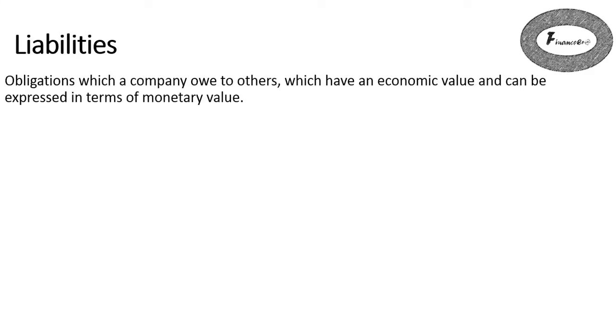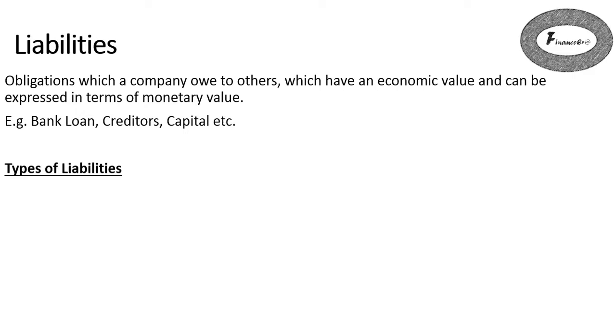Now, since we have understood what assets are, let us have an understanding of what liabilities are. Liabilities are obligations which a company owes to others, which have an economic value and can be expressed in terms of a monetary value. Some examples of liabilities are a bank loan, a creditor, and capital, what a business owes to the owner who has invested his money in the company.